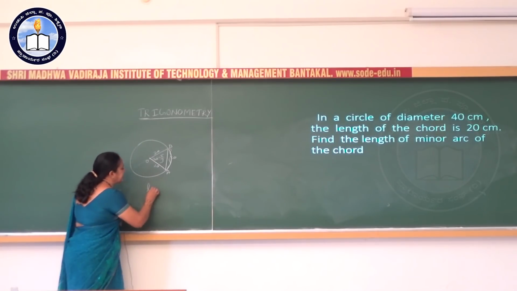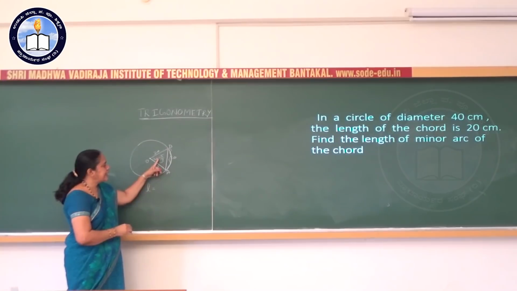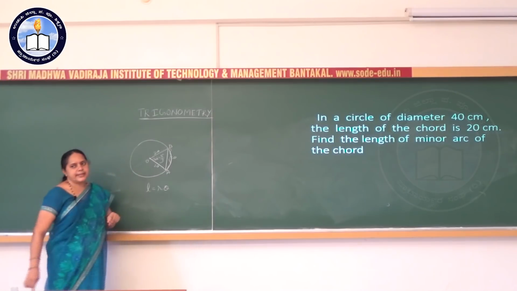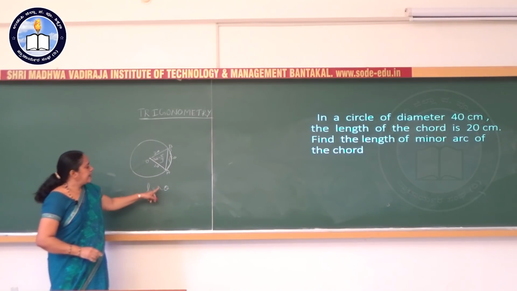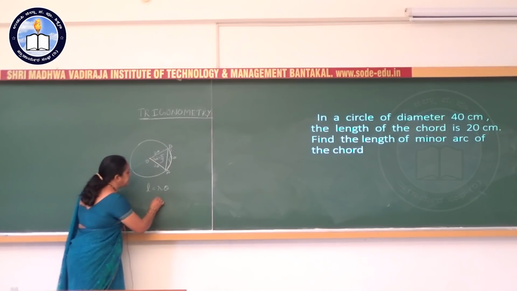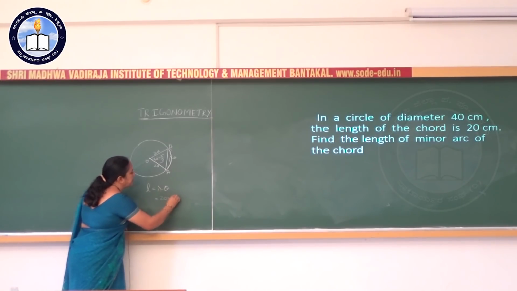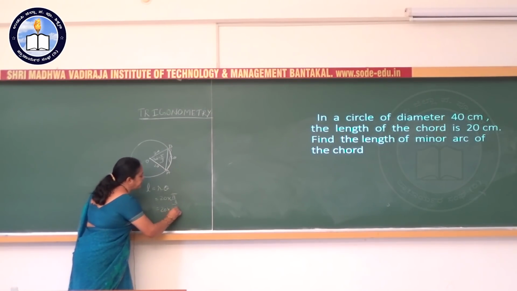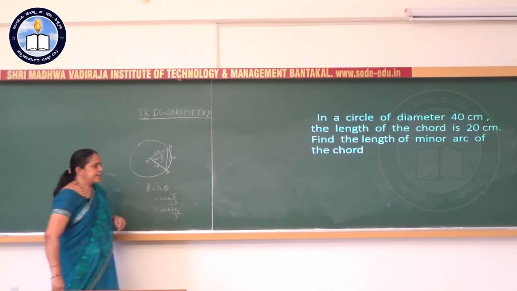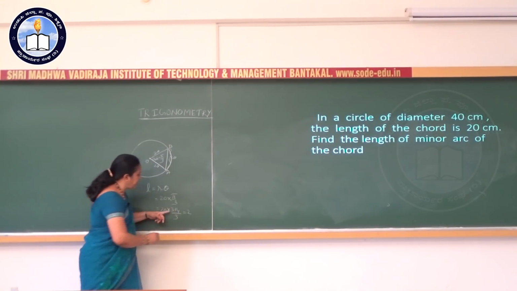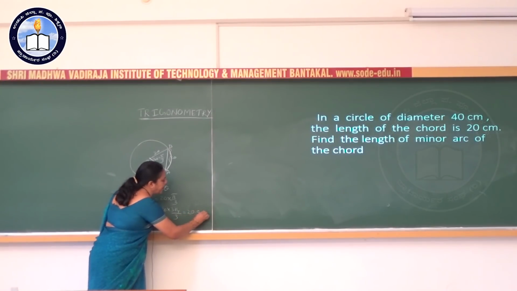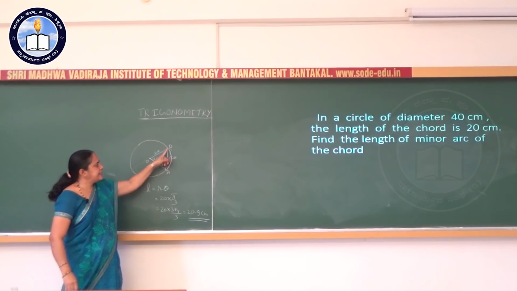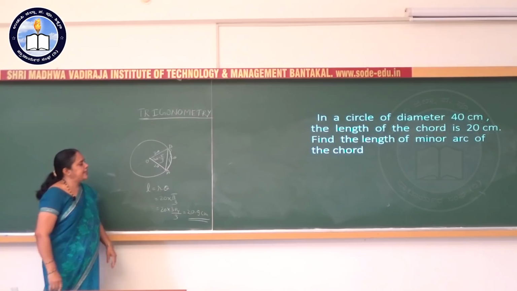Therefore, what is the length of the arc AB? We know central angle and radius of the circle. So L is equal to R into theta. Length of an arc is given by radius into central angle, radius 20 into pi by 3, or 20 into 3.14 divided by 3, which is approximately equal to 20.9 centimeter. Therefore, length of the arc AB is equal to 20.9 centimeter.